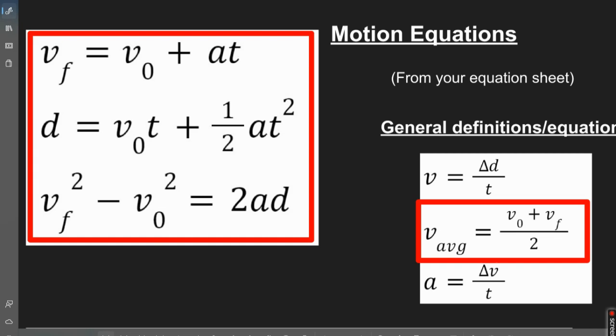Okay, here's our motion equation. So these ones on the bottom right, you can find on your equation sheet. Remember, your equation sheet is page 2 of every single workbook that we have. Page 2 of every workbook. And then on the left side here, this motion equations, these are what's underneath the general equations. The ones outlined in red are the ones that we're going to take a little extra time to look at specifically.